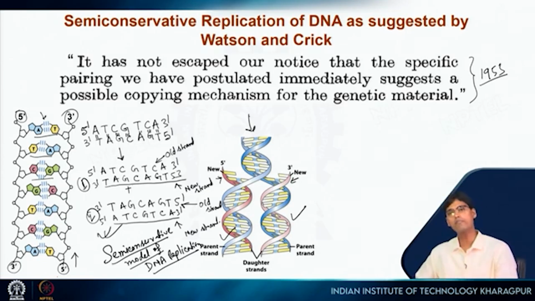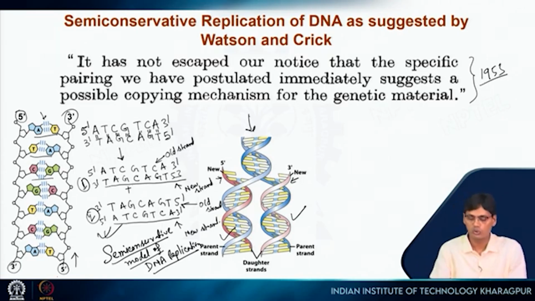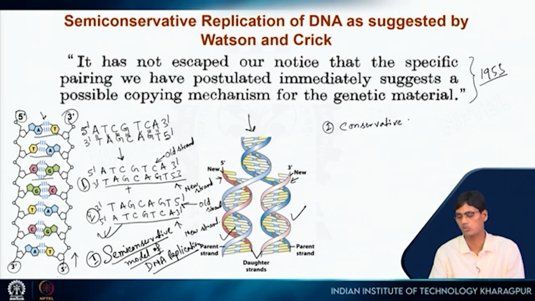This semi-conservative DNA replication was proposed by Watson and Crick based on their DNA structure. But at the same time, there were some other hypotheses of DNA replication. So this is one, semi-conservative replication. The second one is the conservative mode of DNA replication.